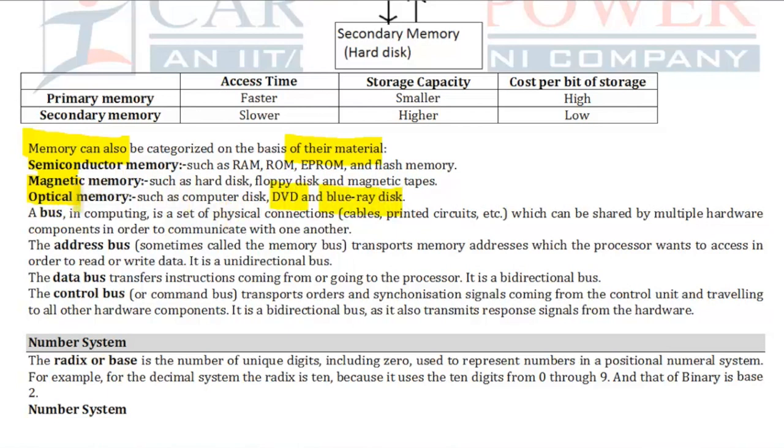Next topic we have is bus. What is a bus? In computing, it is a set of physical connections, that means cables, printed circuit, etc., which can be shared by multiple hardware components in order to communicate with each other. There are three kinds of bus, that is the address bus, the data bus, and the control bus.